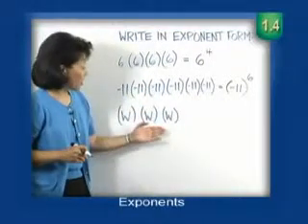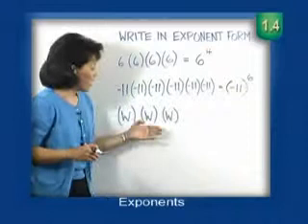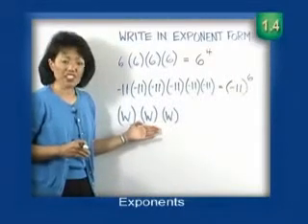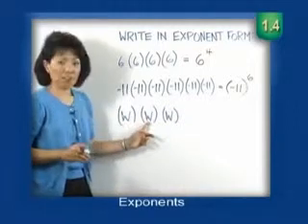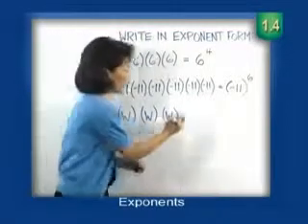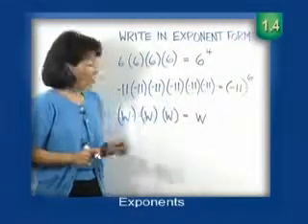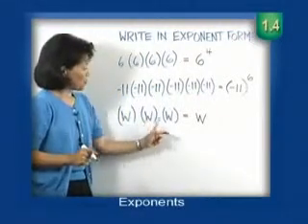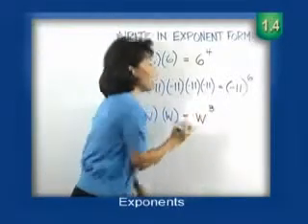Let's look at our final one down here. This time our base is not a number, it's a variable, but we treat it just as we would a number. We have w times w times w. So our base is w. How many do we have? 1, 2, 3. That represents our exponent of 3.